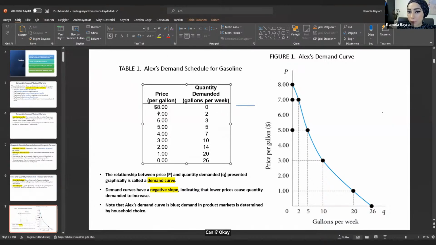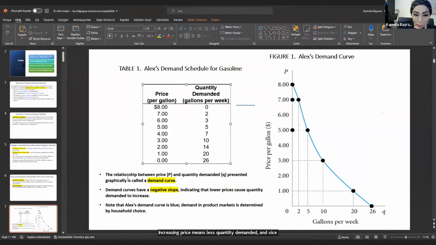Now, this is the schedule presentation of demand, and here we have the curve of demand. This is important. And again, why does the demand curve have a negative slope? Because there is a negative correlation between demand and price. Negative correlation means that once the value of one variable is increasing, the value of another variable is decreasing. Increasing price means less quantity demanded, and vice versa.